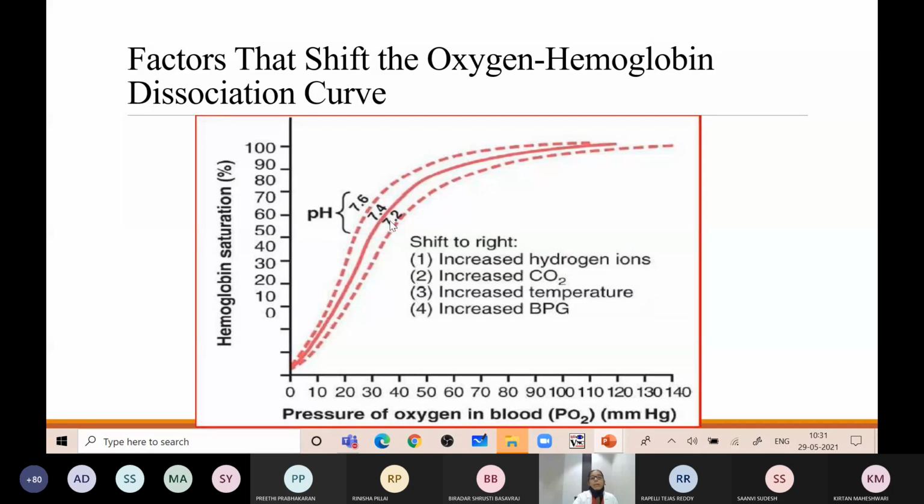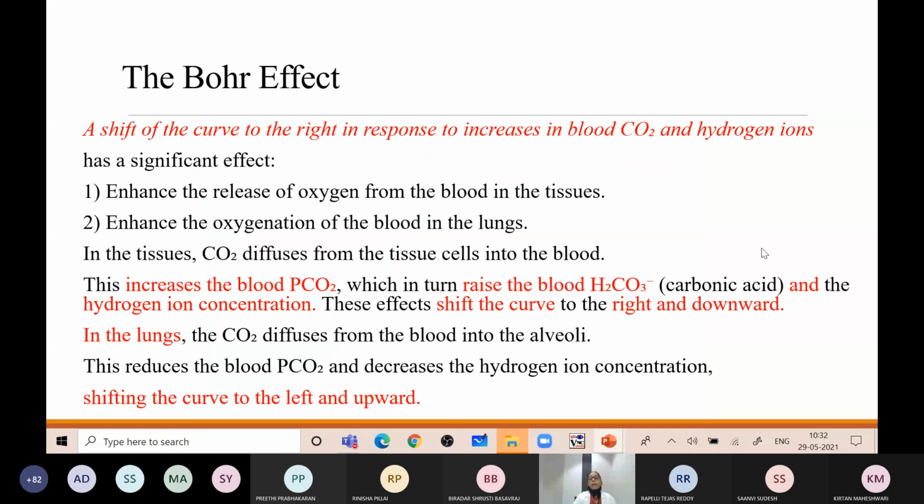When the curve is shifted to the right, it means affinity of hemoglobin for oxygen decreases and oxygen is readily released to the tissue. When the shift to the left occurs, it means affinity of hemoglobin for oxygen increases. Oxygen cannot be easily released from the hemoglobin, but it facilitates binding of oxygen with hemoglobin. So these are the causes for right and left shift of the oxyhemoglobin curve.